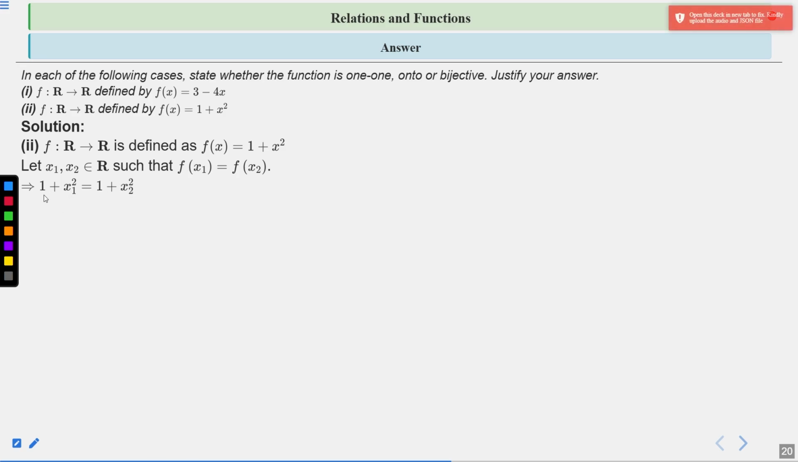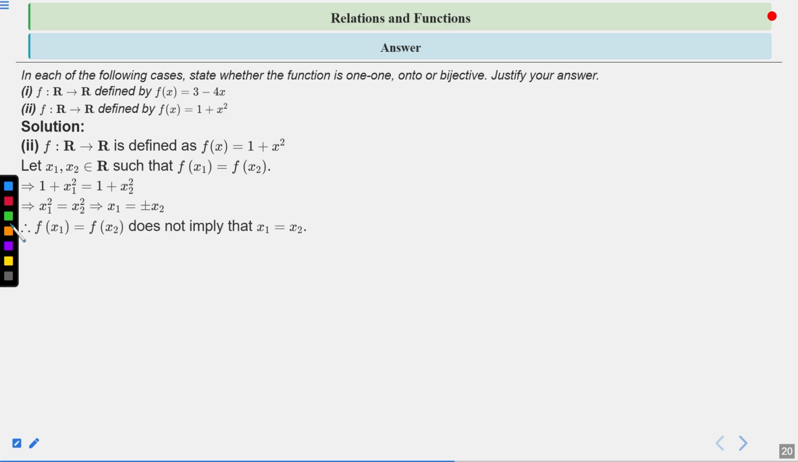Now f(x1) is simply 1 plus x1 squared and f(x2) is 1 plus x2 squared, and we are having x1 equals plus or minus x2. Therefore f(x1) equals f(x2) doesn't imply x1 equals x2. We might have x1 equals minus x2. For instance, f(1) equals f(-1), which is the same as 2. Therefore, f is not one-one.